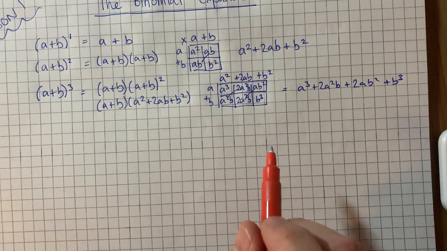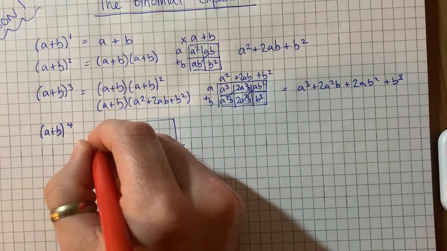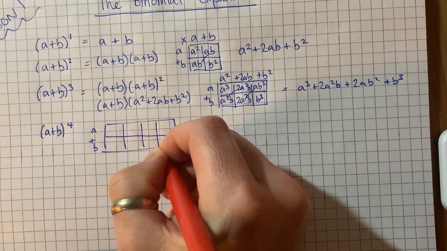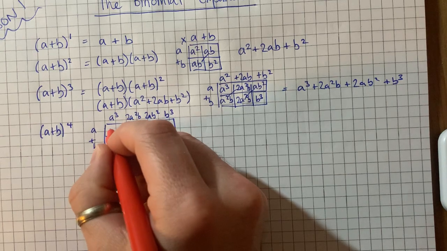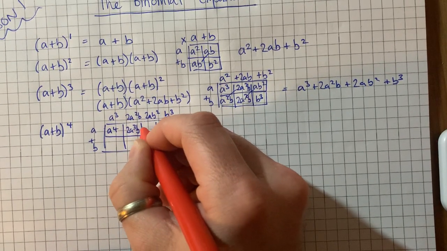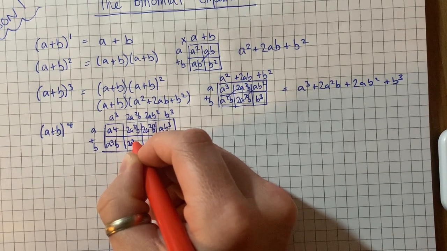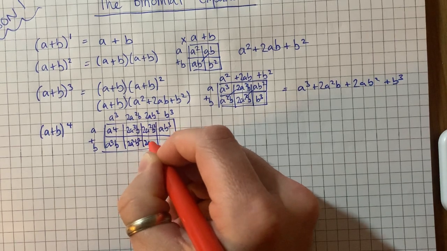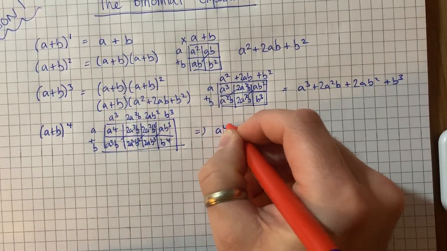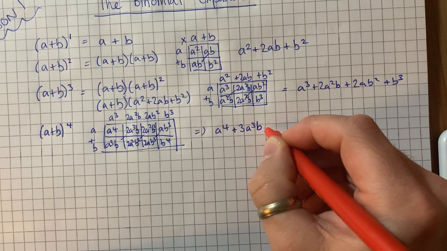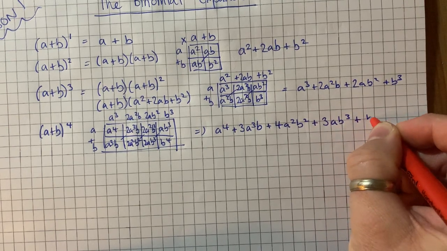And we can take that further. So let's go for a plus b to the power of 4. Now, using a similar method, that's going to be a plus b times our last result, which was a cubed, 3a squared b, 3ab squared, b cubed, giving us a to the 4, 3a cubed b, 3a squared b squared, ab cubed, a cubed b, 3a squared b squared, 3ab cubed, and then b to the power of 4. Again, adding down the diagonals gives us a to the power of 4 plus 4a cubed b plus 6a squared b squared plus 4ab cubed plus b to the 4.